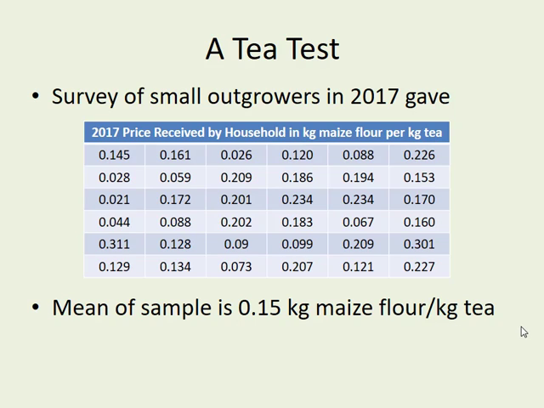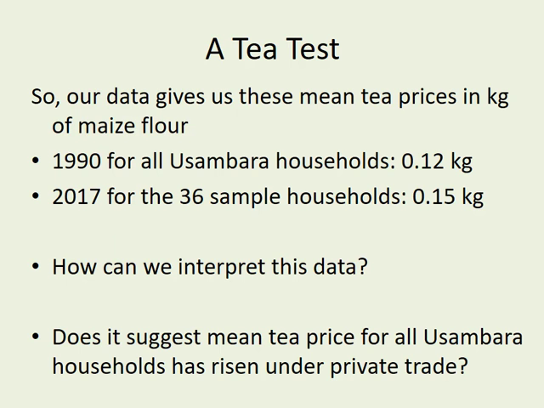Right, now what does this data tell us? Well, we've got these mean tea prices. From 1990, from the TTA figures, we know that for all Usambara households, that price was 0.12 kilograms of flour for a kilogram of tea. In 2017, for our 36 sample households, the mean is now 0.15 kilograms of flour for a kilogram of tea. So how can we interpret this data? Does it suggest, for example, that the mean tea price for all the Usambara households has risen under private trade?